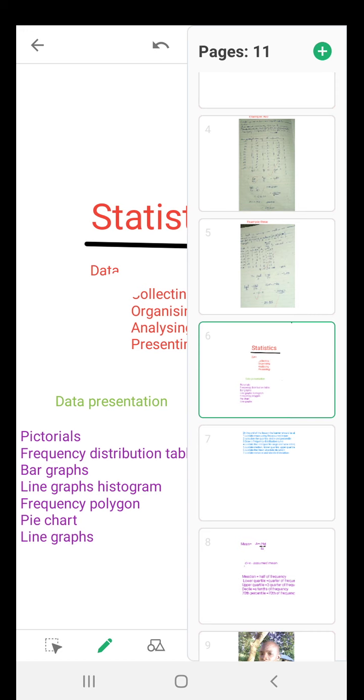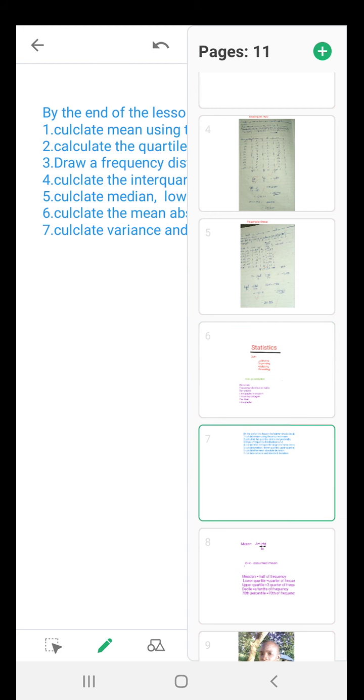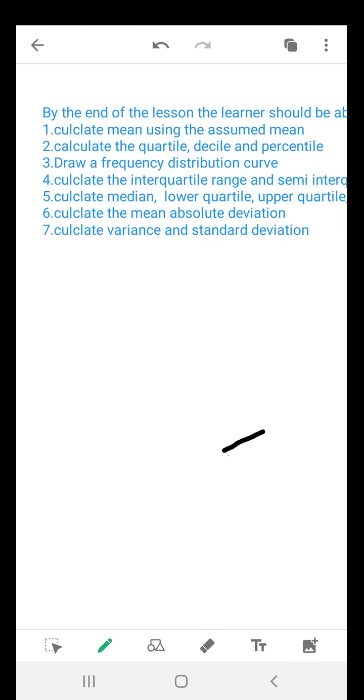But now in this Form 4 topic, we are just continuing with what you learned in Form 2. So we start by looking at the mean. Before we go to that, let's look at the objectives of this Form 4 topic. By the end of this topic, the learner should be able to calculate the mean using the assumed mean. So that's the first thing we learn: how can we calculate the mean using the assumed mean?